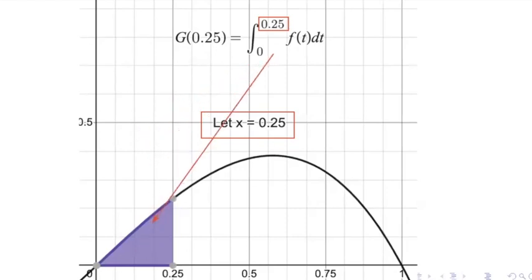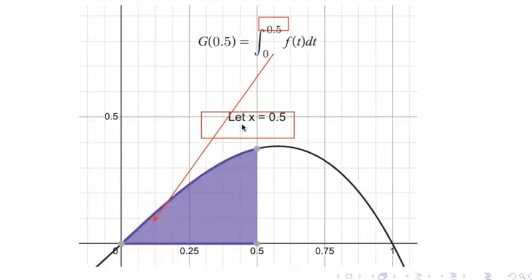We could do a similar thing with another number. Let x equal 0.5, and then we would be looking at the definite integral from 0 to 0.5 of this f of t dt. And then I'd be looking at this shaded region, which is larger than it was before. But the important thing is that this is a function of x, because as soon as you pick a number to go here, you know that you're looking at some shaded area, and you can determine what that number is in theory.